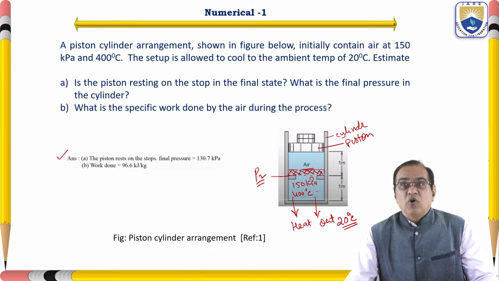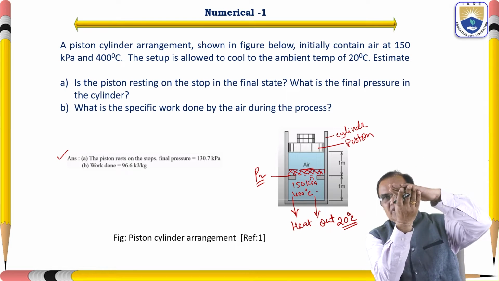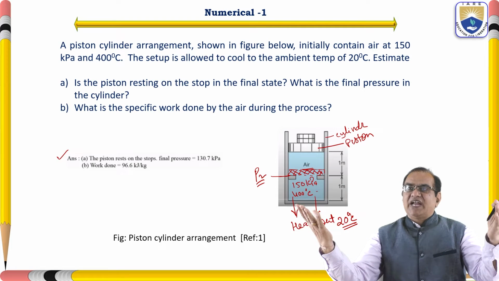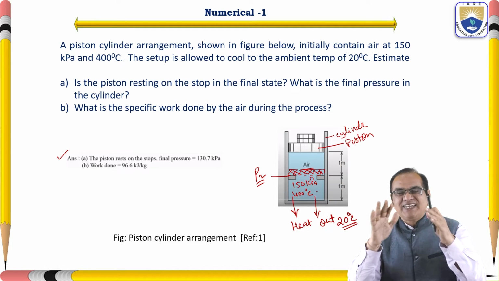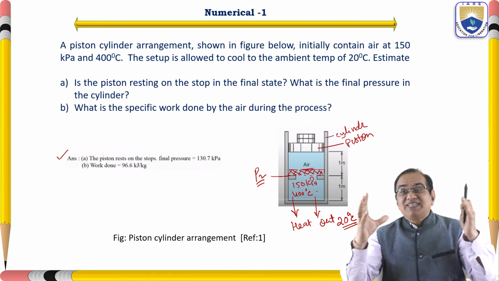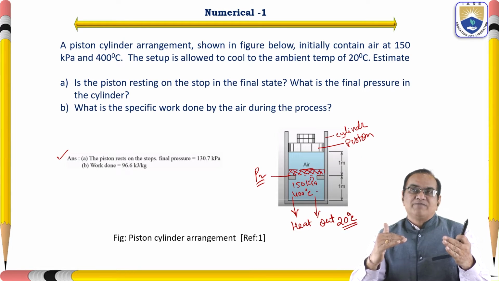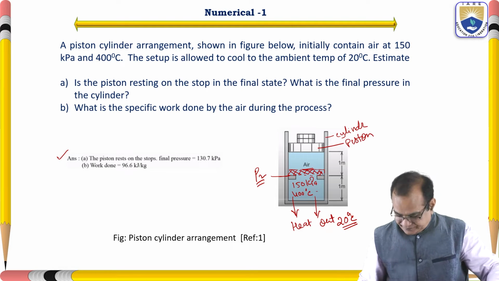So we have to go for the solution, and the solution is very interesting, and this is a real practical problem. If a cylinder is filled with air at some temperature and pressure, and you leave it in the atmosphere and it cools down to the atmospheric temperature, 20 degrees centigrade, then whether this piston will fall and how much it will fall, that we have to see in our problem.